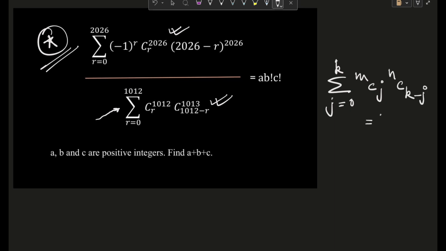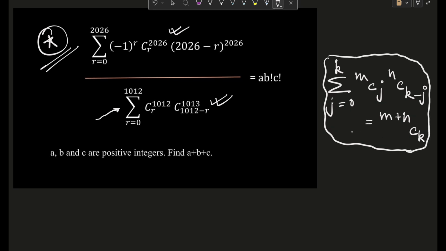This thing is equal to (m+n) C k. This is the identity I was talking about, and this identity is called Vandermonde's identity. I would say this is too high for JEE level. Anyways, if you don't know this identity, I will not say this is outside JEE. This is actually solvable.